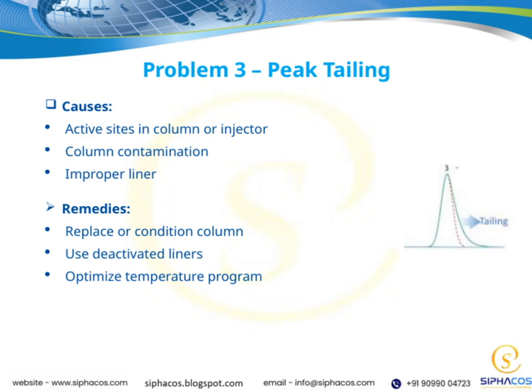Now, to address these causes, there are a few effective remedies. One approach is to replace or properly condition the column to restore its optimal performance. Using deactivated liners can also help minimize interactions that cause tailing. And finally, optimizing the temperature program can improve peak shape by ensuring better separation and reducing tailing effects. By understanding these causes and applying the appropriate remedies, we can significantly improve the quality of our chromatographic results and maintain the overall integrity of our analyses.